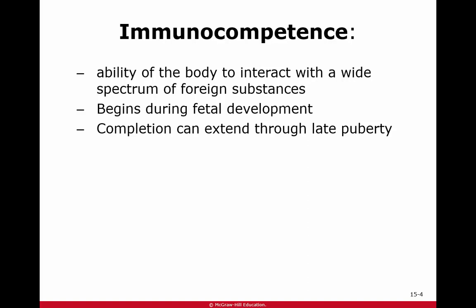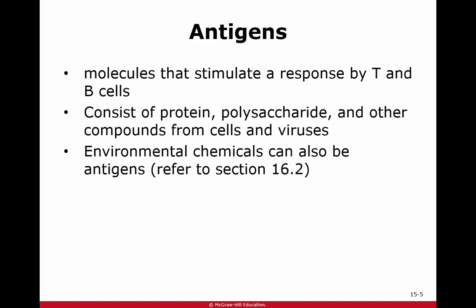Now, immunocompetence, this is the ability of the body to interact with a wide spectrum of foreign substances, and this begins during fetal development and it doesn't end until late puberty. What are antigens? These are molecules that stimulate a response by a T cell or a B cell. And it's a protein, a polysaccharide, and other compounds from cells and viruses. And environmental chemicals can also be antigens, like when you're dealing with an allergy.